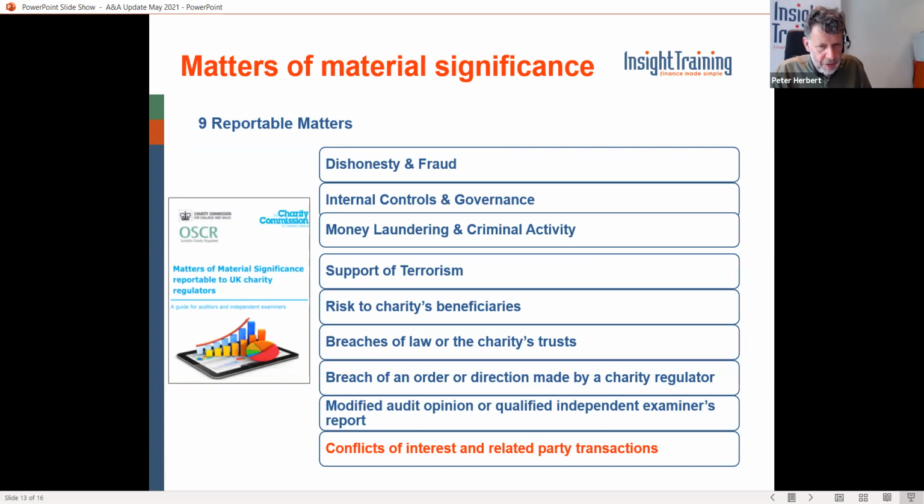And we're talking about the need to report matters of material significance to the relevant regulatory body, whether that's the England and Wales regulator, the Commission, whether it's the Scottish regulator, the OSCR, or whatever the regulator is in whatever part of the UK. And yes, the key thing I want to draw to your attention on this slide is that of the specific requirements that do require reporting to the Commission as a matter of material significance, one includes conflicts of interests not appropriately managed in the moment, and also non-disclosure of related party transactions in the notes of the accounts of the charity concerned being examined or being audited.